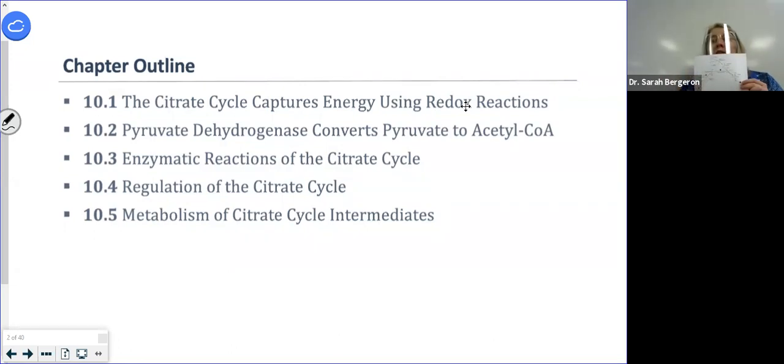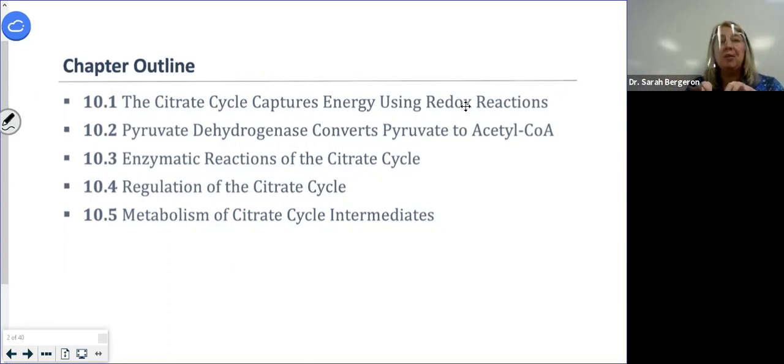The circle itself is the citrate cycle. Do you start in the circle? No. What's at the very top? Pyruvate. What was our product of glycolysis? Pyruvate. Okay, so we ended glycolysis with pyruvate. We start the citrate cycle with what? Do we start it with pyruvate? We start it with acetyl-CoA.